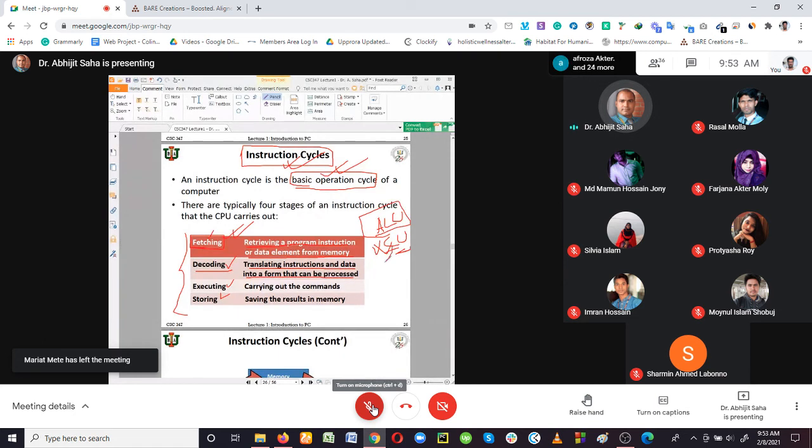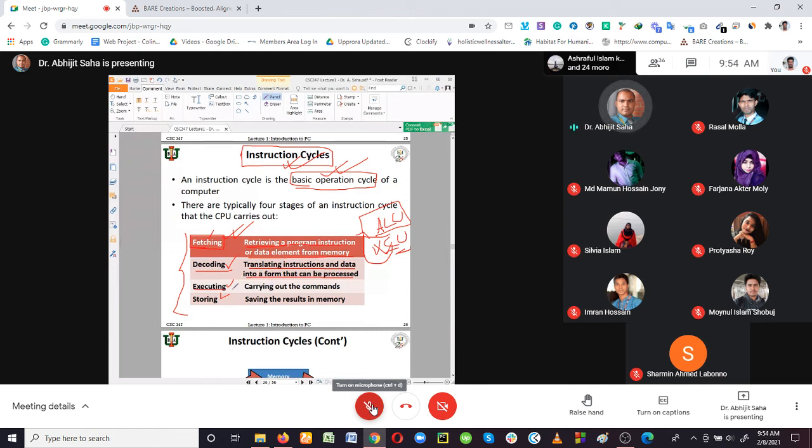After translating the instructions, the control unit is going to send it to the ALU. This translation is going to be understood by the ALU. If the translation is not there, then the ALU will not understand what to do with the instructions that have been brought from the memory.